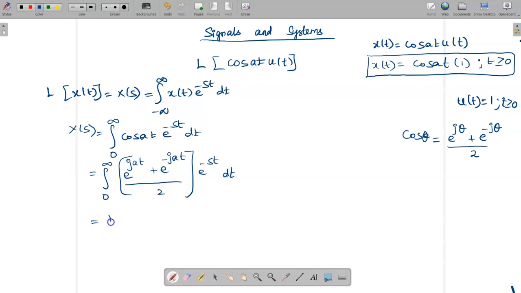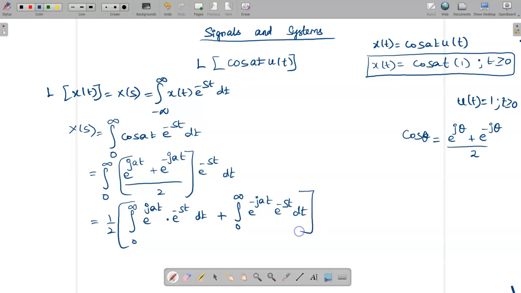Here 1 by 2 is a constant, so take that outside, and I can simplify further by multiplying these two terms and separating the integration. So e power j at into e power minus st dt, we are splitting these terms, and plus, the integration applies to this term also: integral from 0 to infinity of e power minus j at e power minus st dt. So I can rewrite the above expression like this.